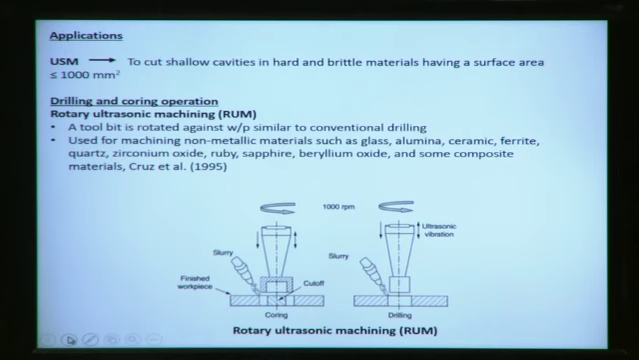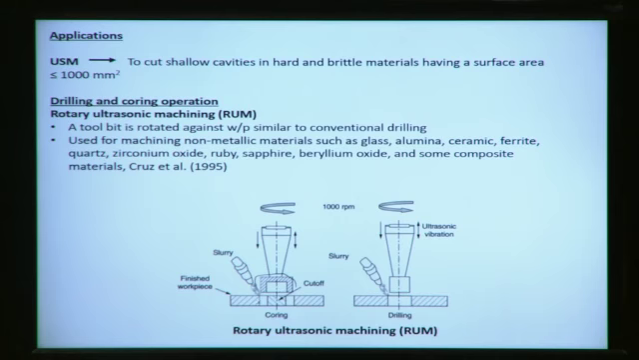It is used for machining non-metallic materials such as glass, aluminum, ceramic, phyllite, quartz, zirconium oxide, ruby, sapphire, beryllium oxide, and some composite materials. You can see here the tool in the normal coring operation, and this one is the drilling operation with ultrasonic vibration. In the coring operation, you can see this kind of tool is used.